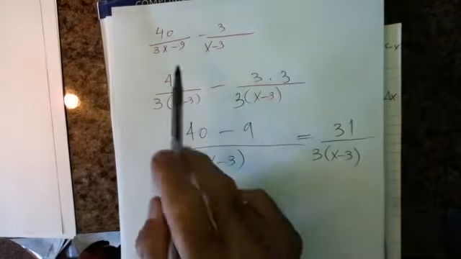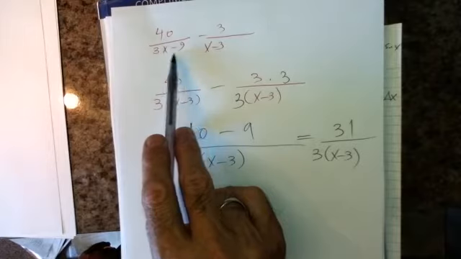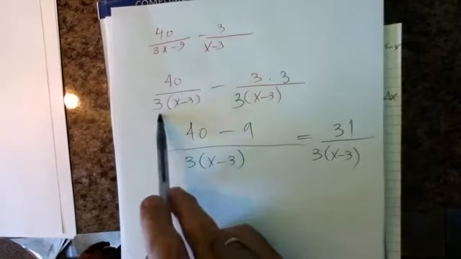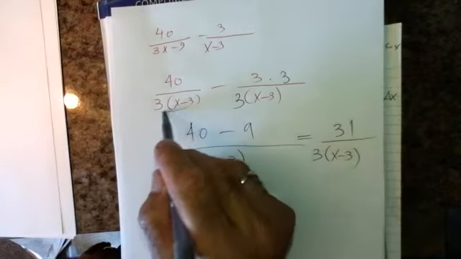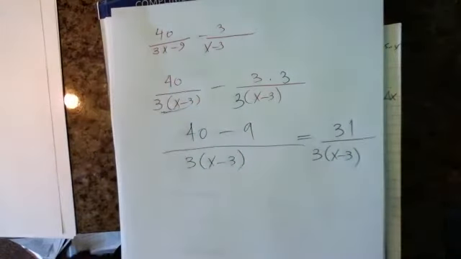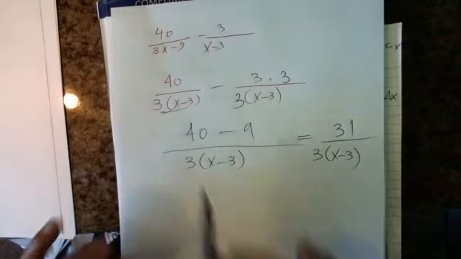So you have to factor 3 out first. How do I know my factoring is correct? If I take the 3 and multiply by x minus 3, or if I distribute, I get that one, right? So your goal is to have the same denominator.